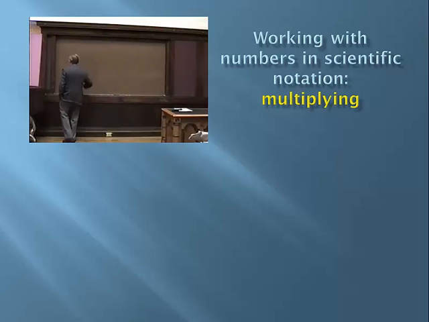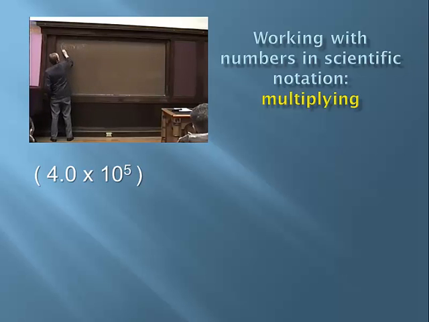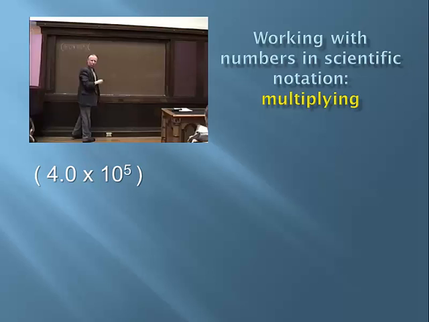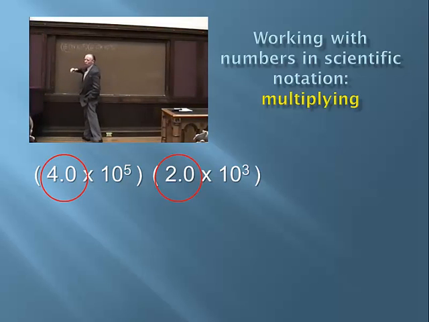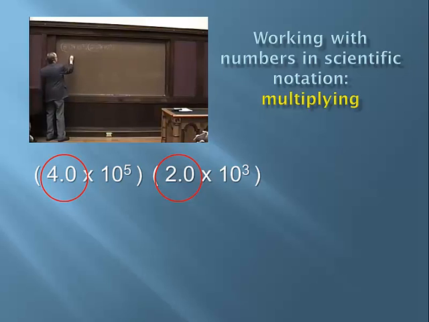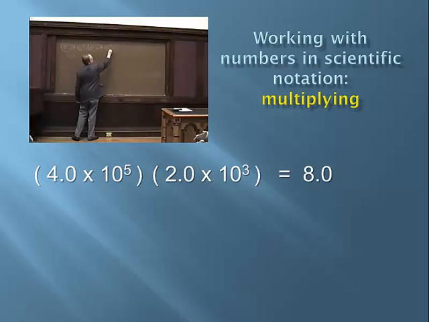Now, a number like 4.0 times 10 to the 5th, if multiplied by another number in scientific notation, let's say 2.0 times 10 to the 3rd, can best be manipulated by separating out the non-exponential part from the exponential part and doing them separately, as I think I've mentioned in class. So we would multiply the 4 times the 2, giving us 8.0, and multiply 10 to the 5th times 10 to the 3rd. And this is the part that I want to review with you especially.